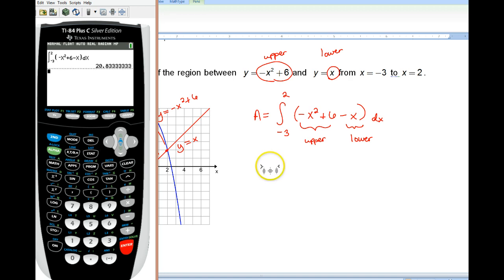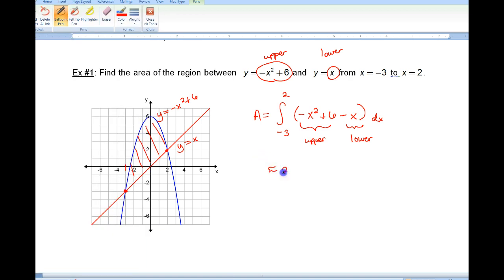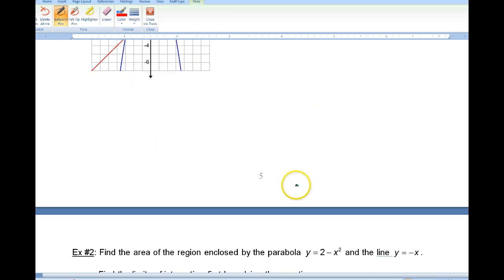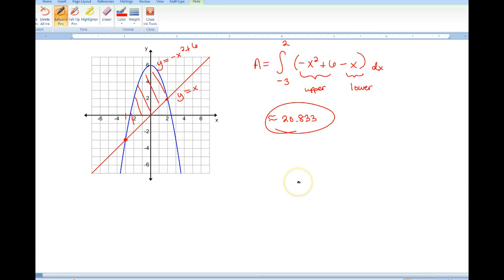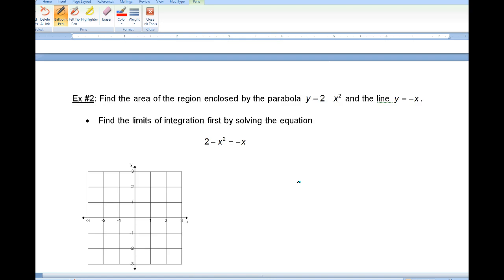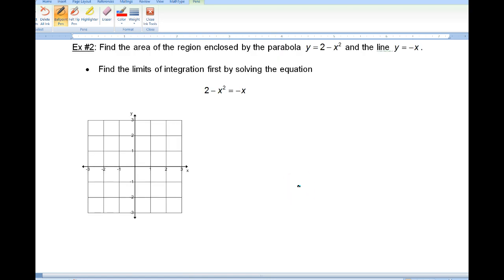20.833, so we'll round to the thousandth place. How would we solve this if we didn't have a calculator? We plug in the upper bound minus the lower bound, as I already said. That's how we do them with the bounds rule. Everybody got that? 20.8. Good. Okay, next one.